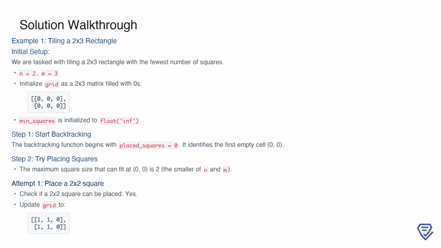The backtracking process begins by identifying the first empty cell at position 0, 0, where we attempt to place squares. The largest square that can fit in this rectangle at 0, 0 is a 2x2 square, as it's limited by the dimensions of the grid. When a 2x2 square is placed, the grid updates to show that the top left and adjacent cells are now filled, and we can proceed to explore further placements.